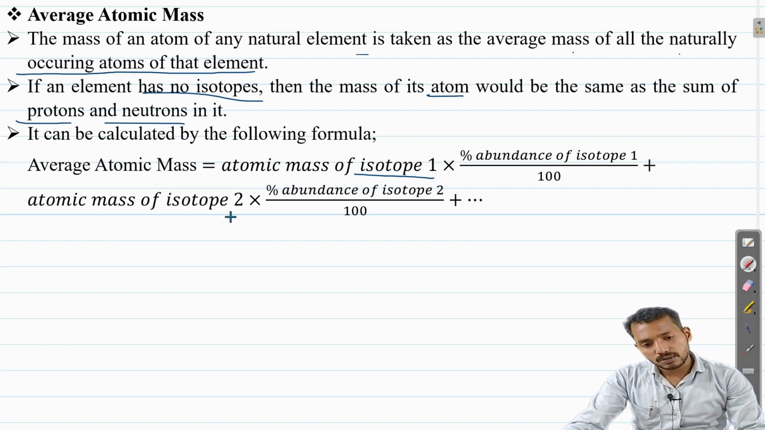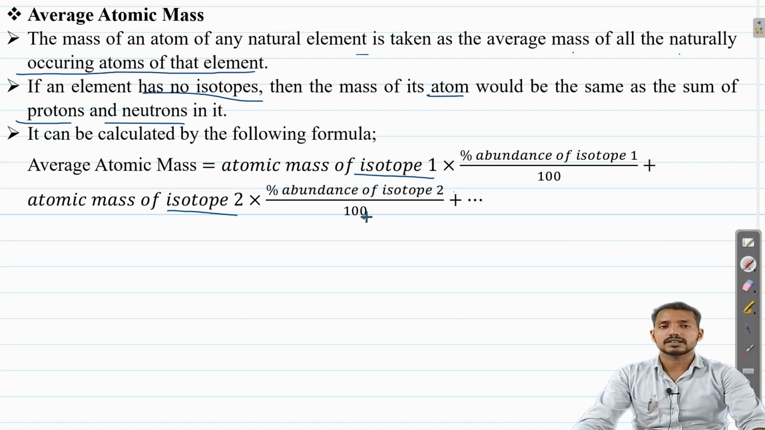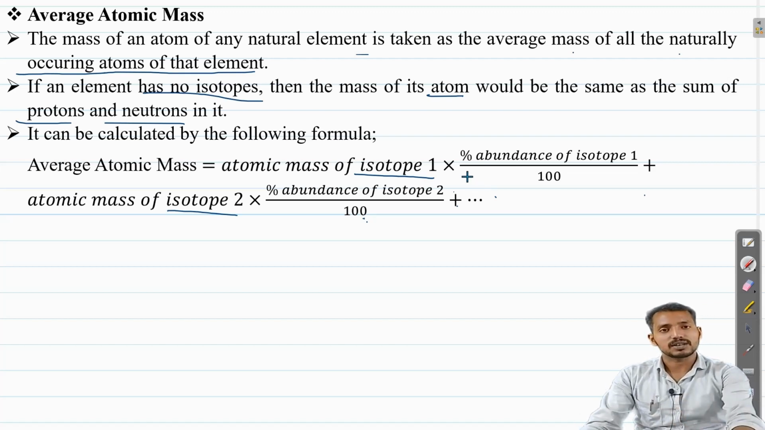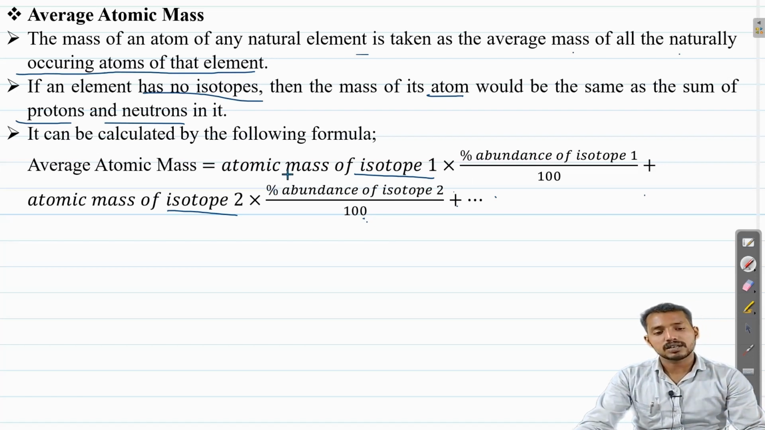Plus the atomic mass of the second isotope of the same element multiplied by the fraction, that means the percentage abundance of isotope 2 divided by 100, plus the atomic mass of isotope 3 if it has 3. So it goes on like that. If an element has 5 isotopes, then we have to calculate the atomic mass times the fraction for each of the 5 isotopes. In the case of hydrogen, we have 3 isotopes, so we calculate for 3. In the case of carbon, there are 2 isotopes.